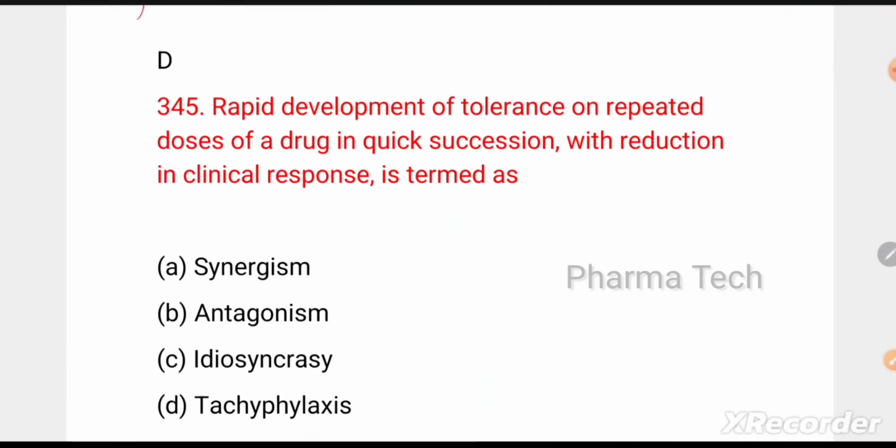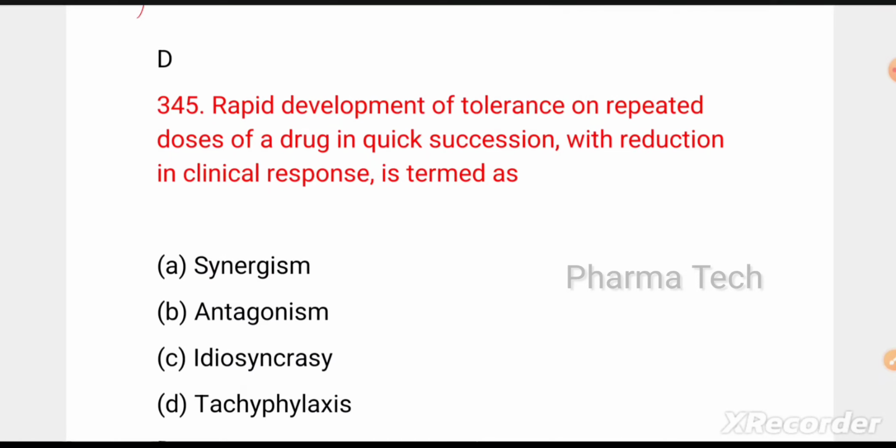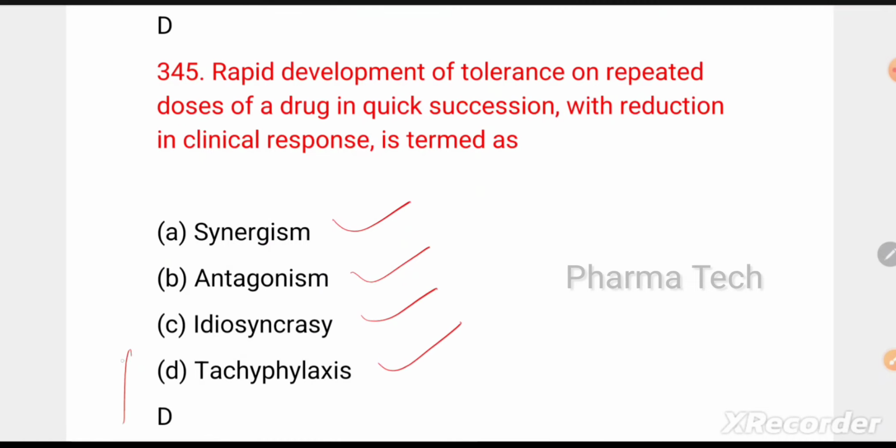Next question: rapid development of tolerance on repeated doses of a drug in quick succession, with reduction in clinical response, is termed as synergism, antagonism, idiosyncrasy, tachyphylaxis. Answer is D, tachyphylaxis.